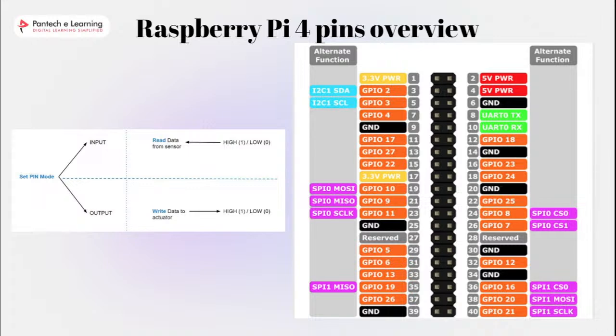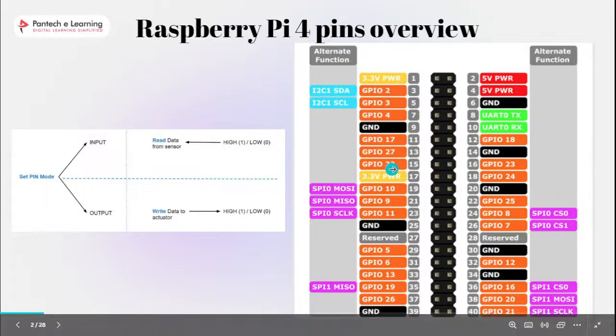Don't mix these both voltages, right? Now, another thing is how to use these GPIOs. To use a GPIO, first you need to know its number. As you can see here, the pin numbers and GPIO numbers are different. The pin numbers are in gray, and the GPIO numbers are in orange. These are called pin numbers, and these are called GPIO numbers.